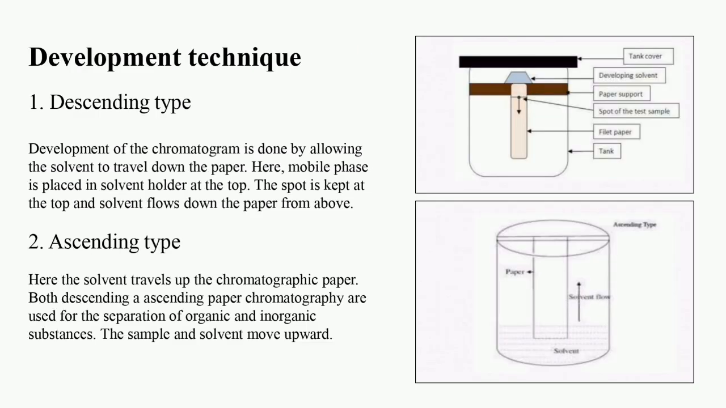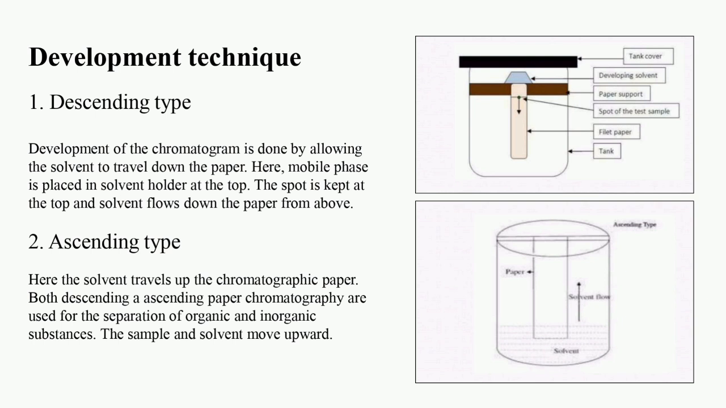Development technique. 1. Descending type. Development of the chromatogram is done by allowing the solvent to travel down the paper. Here, mobile phase is placed in solvent holder at the top. The spot is kept at the top and solvent flows down the paper from above.